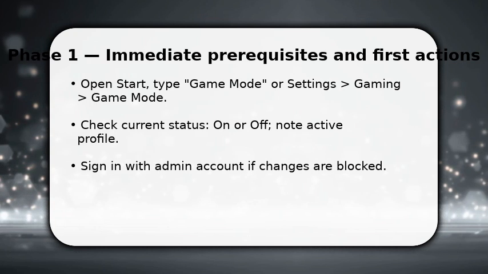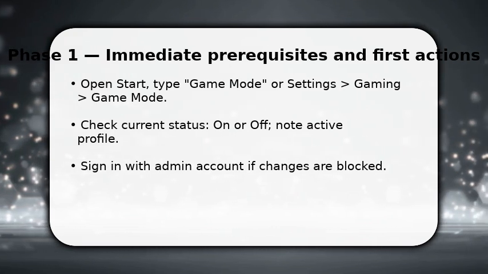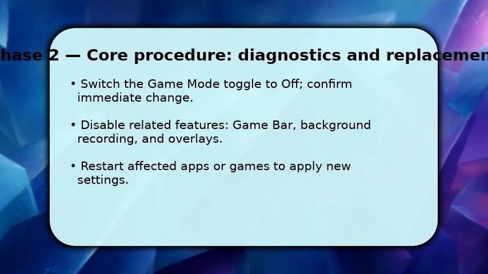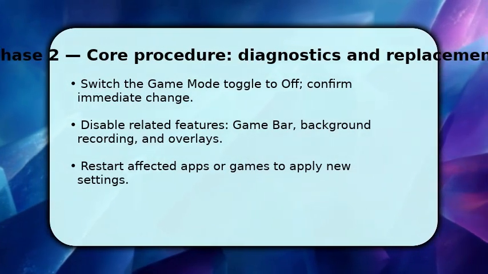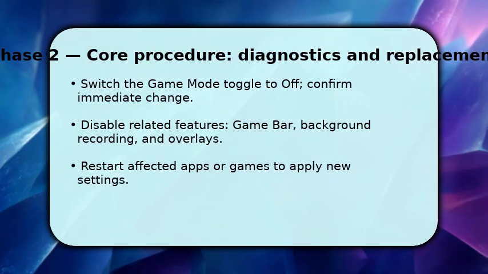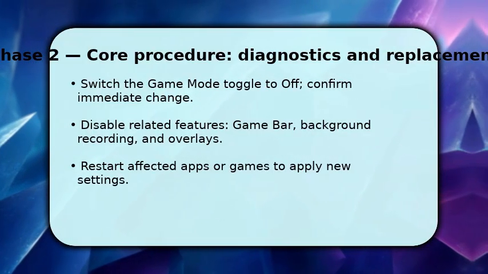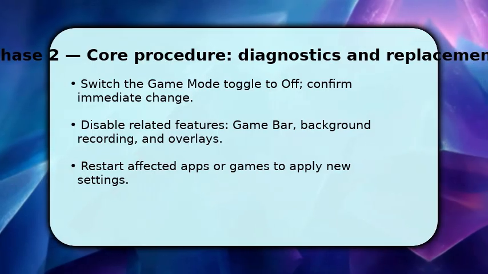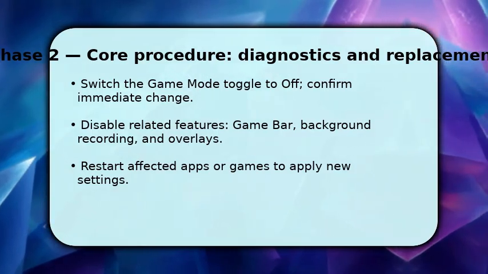Now, keep settings open and prepare to change the toggle. Next, flip the game mode toggle to off. This is the core action and it takes effect immediately for most applications. Once you do that, disable adjacent features, turn off the game bar, background recording, and any overlays to prevent automatic reactivation. Make sure to save any work first.